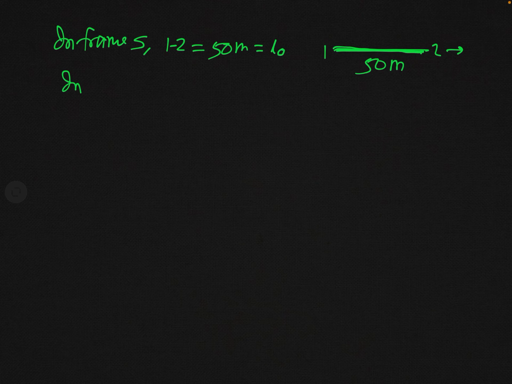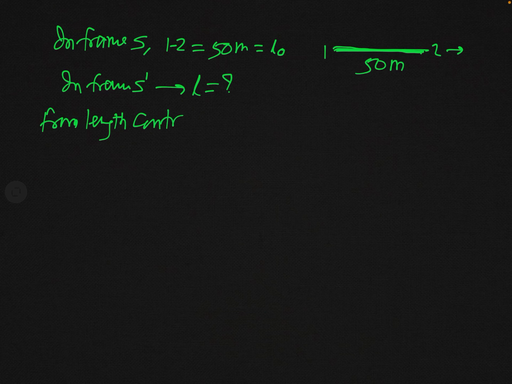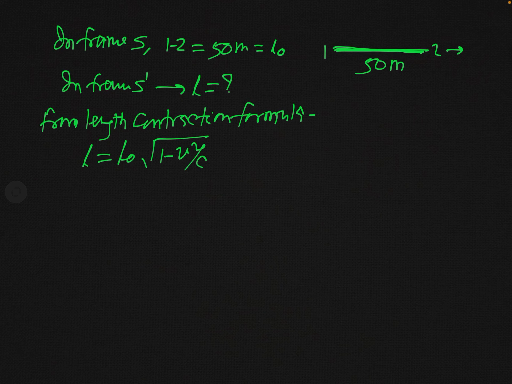So this is the proper length, L0, and in frame S prime, let us say this separation is L. So what is this L we have to find? From the length contraction formula, you know L is equal to L0 into root over 1 minus v square by c square.